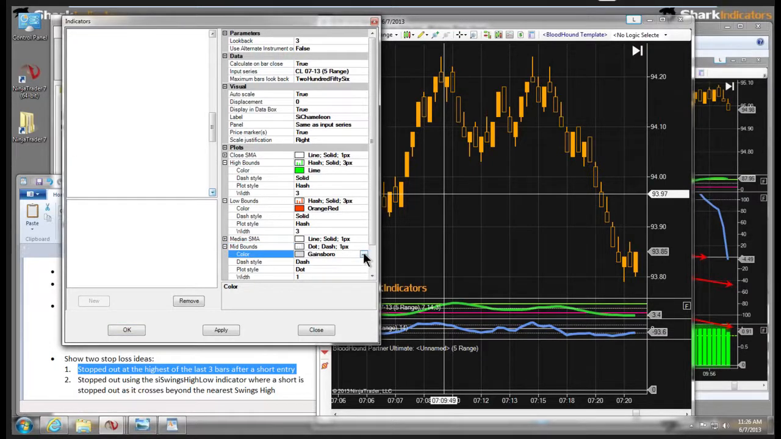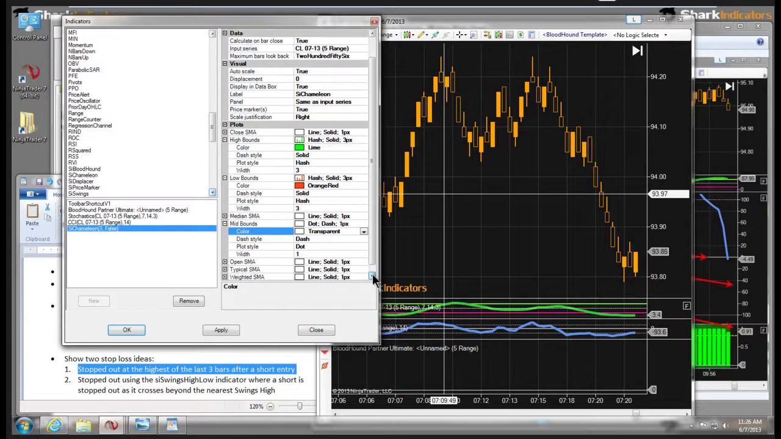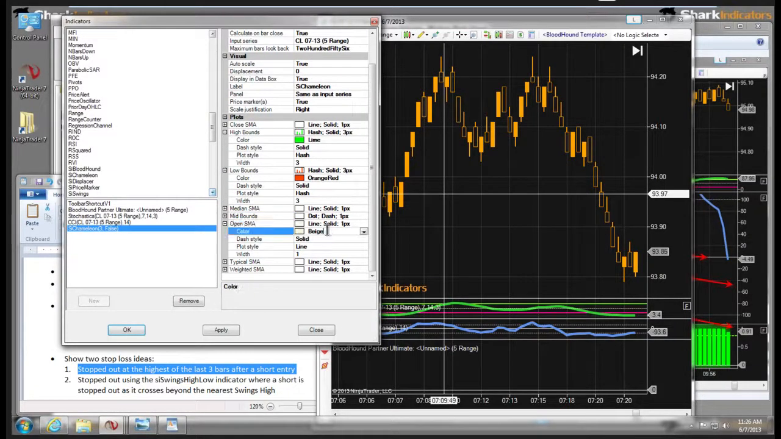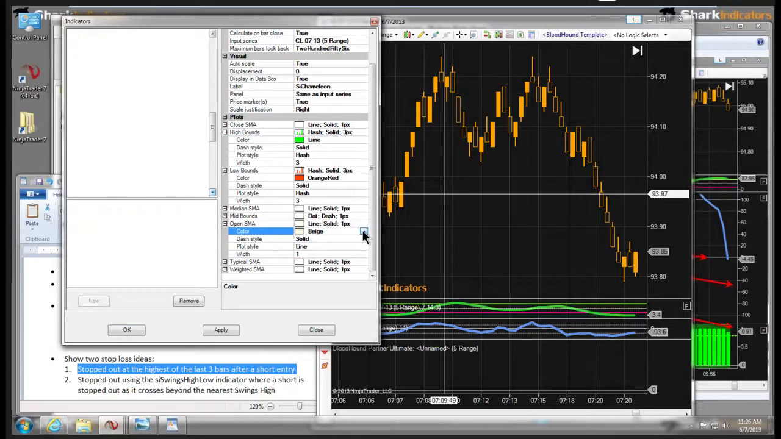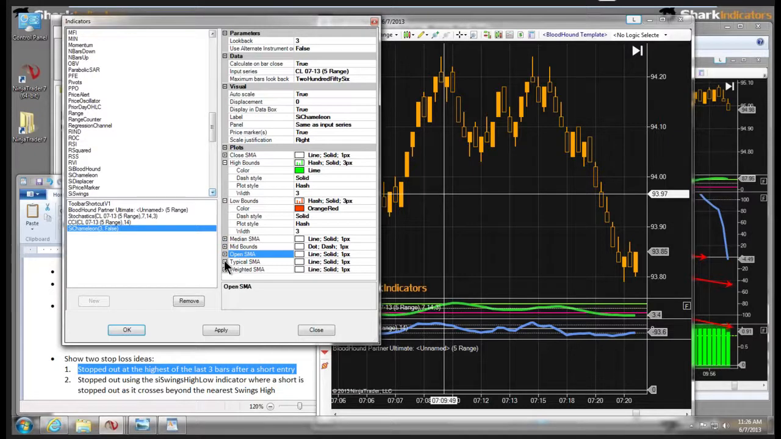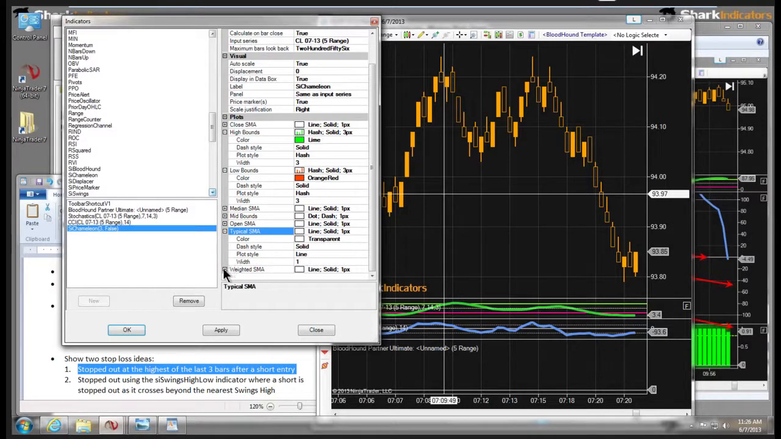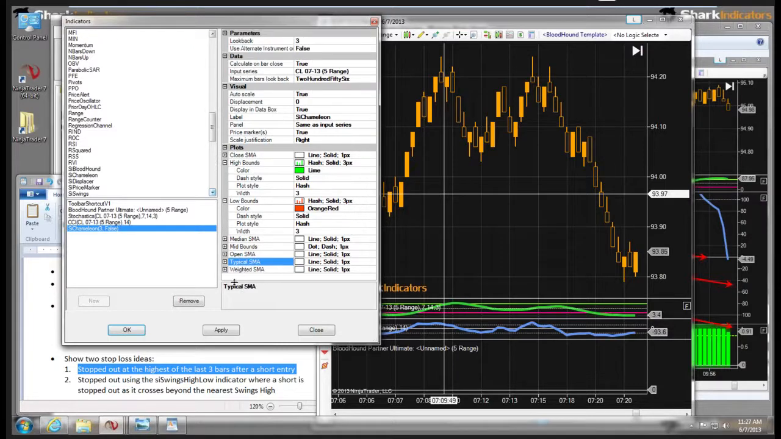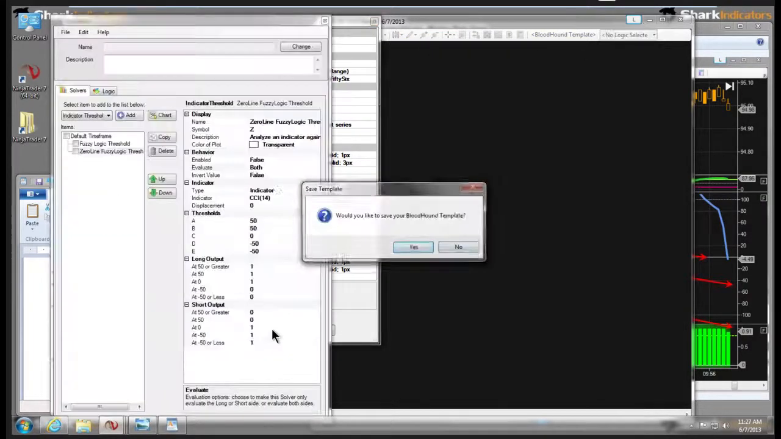The midpoint, I'm going to set that to transparent. And I think there's another. Yeah, there we go. The opening price is set to beige, so I'm going to set that to transparent. Alright, typical, and the weighted is off. Okay, set to transparent. Great. I'm going to hit apply.